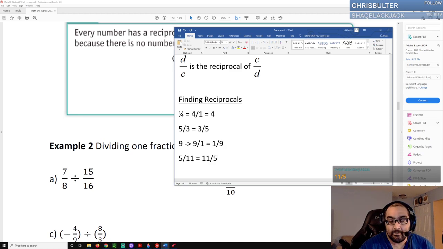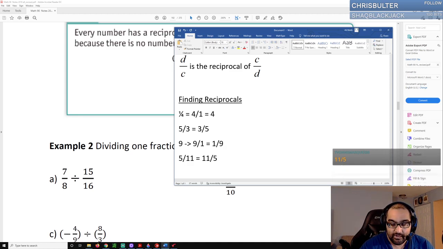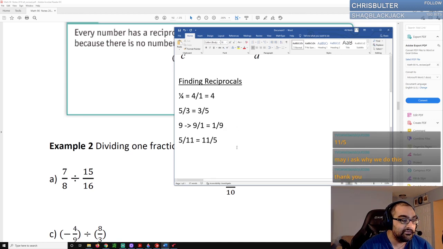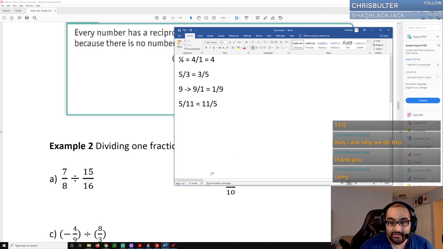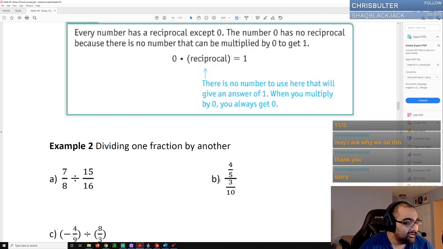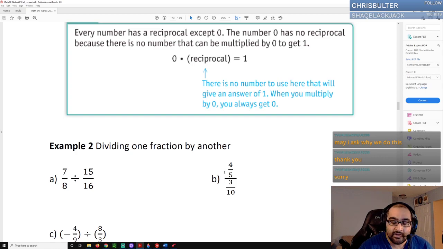All right, now we're going to take this idea that we have for the reciprocal and apply it. The reason why we do this specifically is because we need to apply this to the division of fractions. Yeah, no problem. It's all good. So let's take a look at an example here by dividing one fraction by another. Let's look at letter B here. We have 4/5 divided by 3/10.